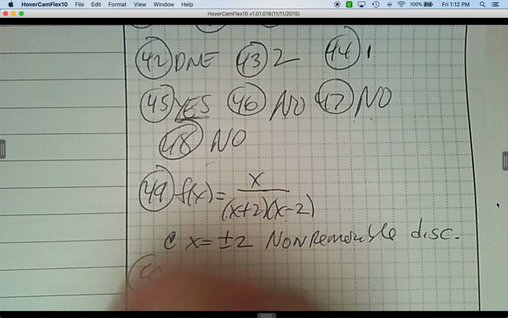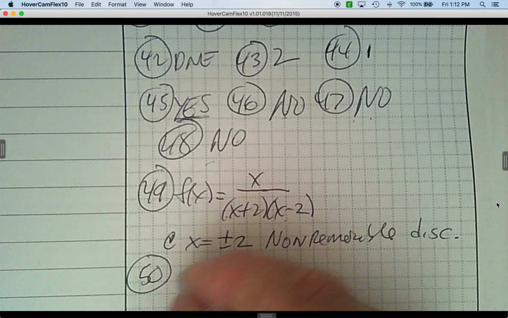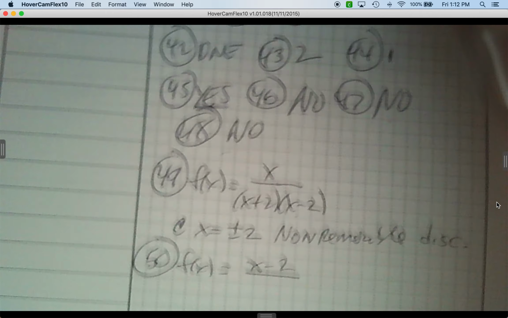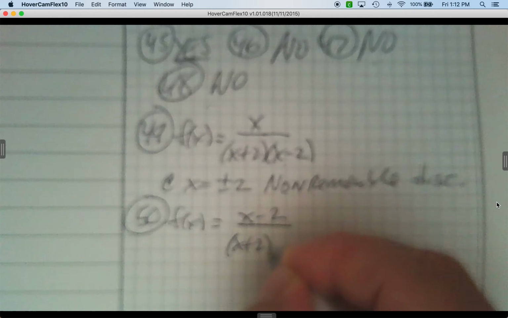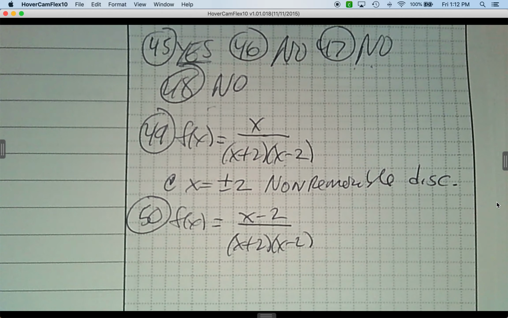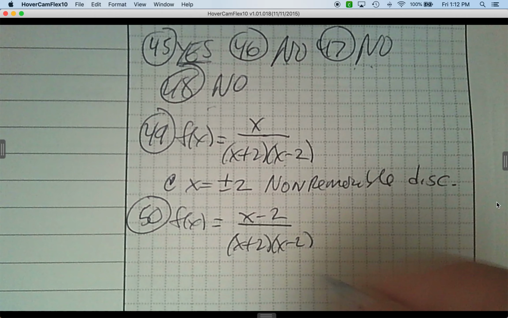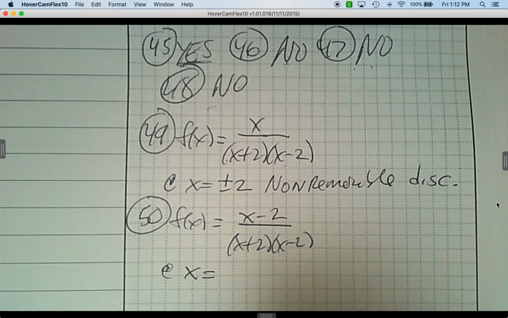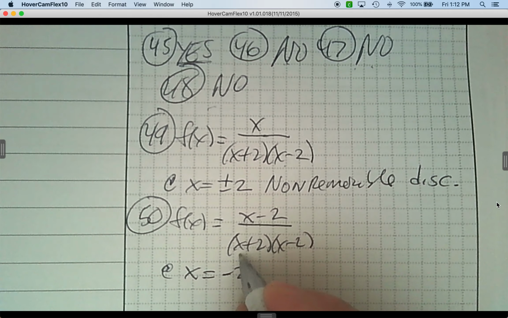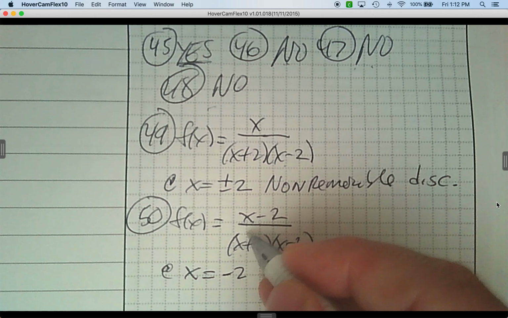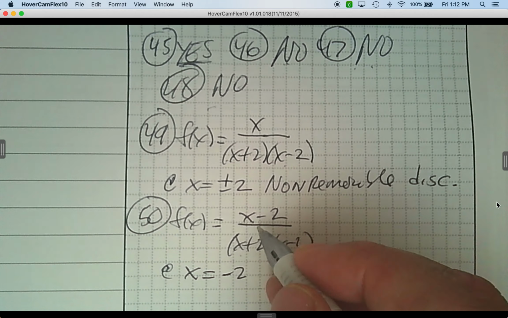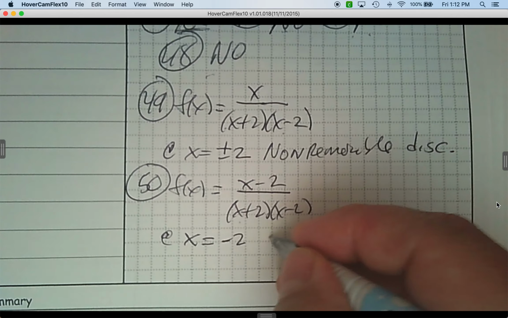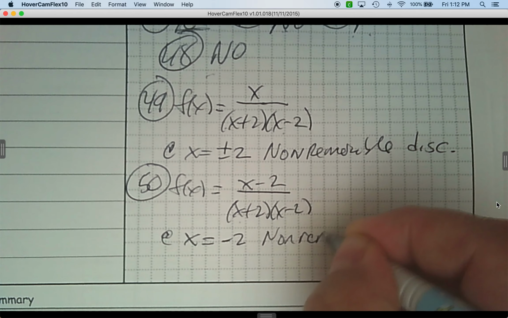Number 50. f of x equals something over x minus 2. Now again, the denominator is factorable, so I'm going to factor it: x plus 2 times x minus 2, a difference of squares. So look again carefully at x, and I'm going to separate these for a reason. So negative 2 is one answer. Now, is there anything that removes that factor? It's not a hole, is it? So at negative 2, it isn't removable. So this is a non-removable discontinuity.